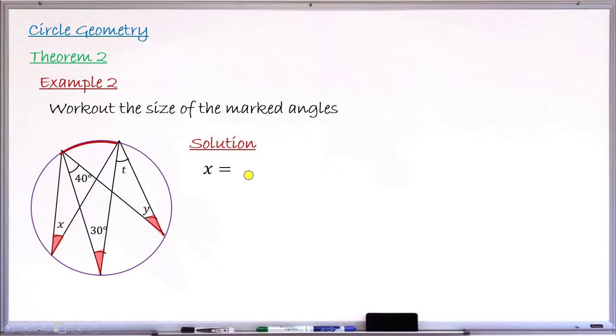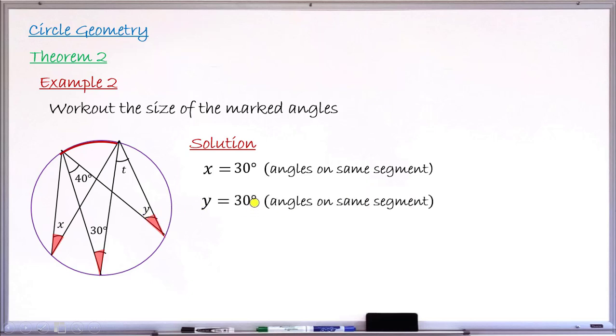which means X is now going to be 30 degrees, and your reason is angle on the same segment, and Y also is now going to take the same value, 30 degrees, and the same reason, angle on the same segment. Here you must write the reason all the time. So what remains is the angle T. Let me just move ahead and find the angle T.